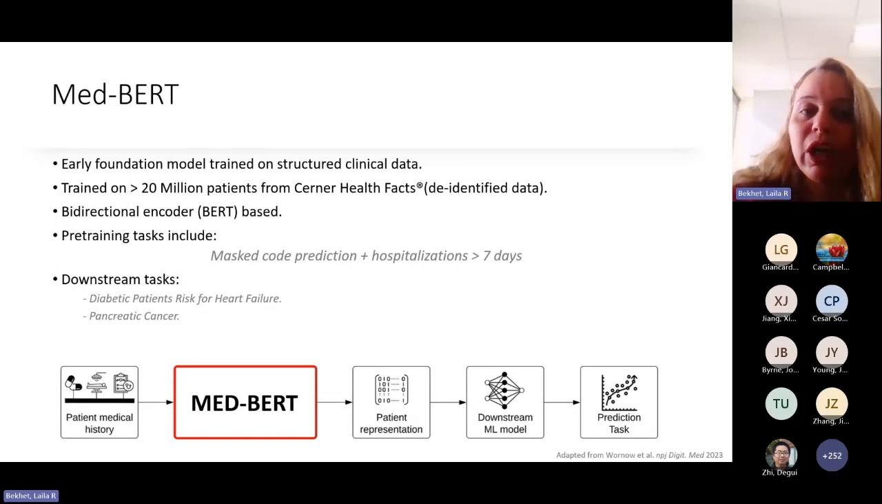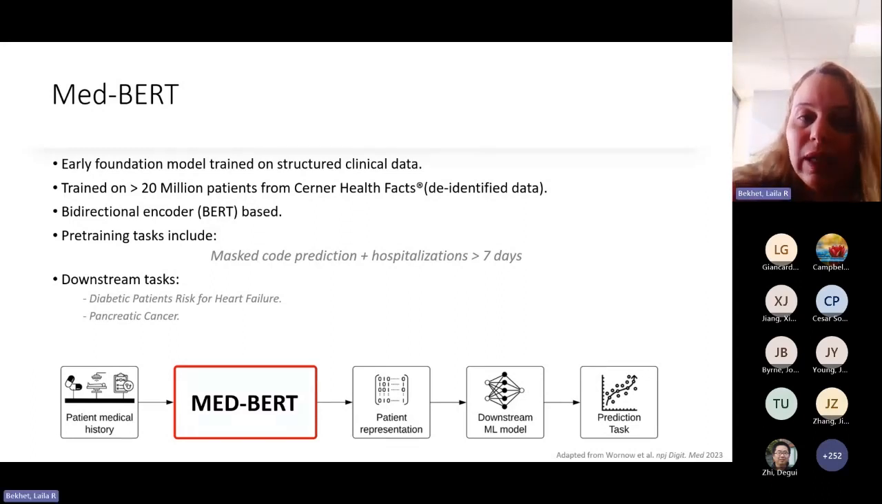And we use the BERT architecture, which is a bidirectional encoder, which means that it will learn from both directions, and it is encoder only, as Dr. Jiang presented the transformer architecture at the beginning of the session. We focus on the encoder because we are more focused on learning the patient representation.